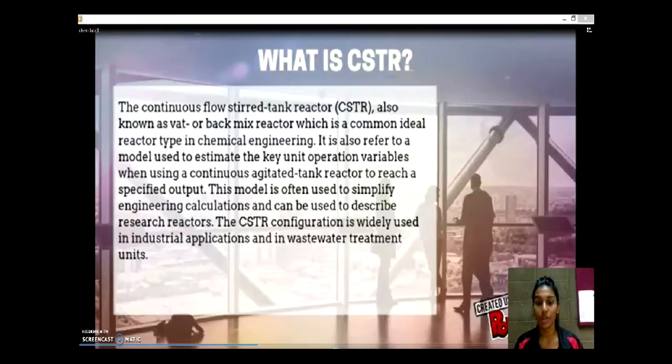This model is often used to simplify engineering calculations and can be used to describe research reactors. The CSTR configuration is widely used in industrial applications and in wastewater treatment units as well.